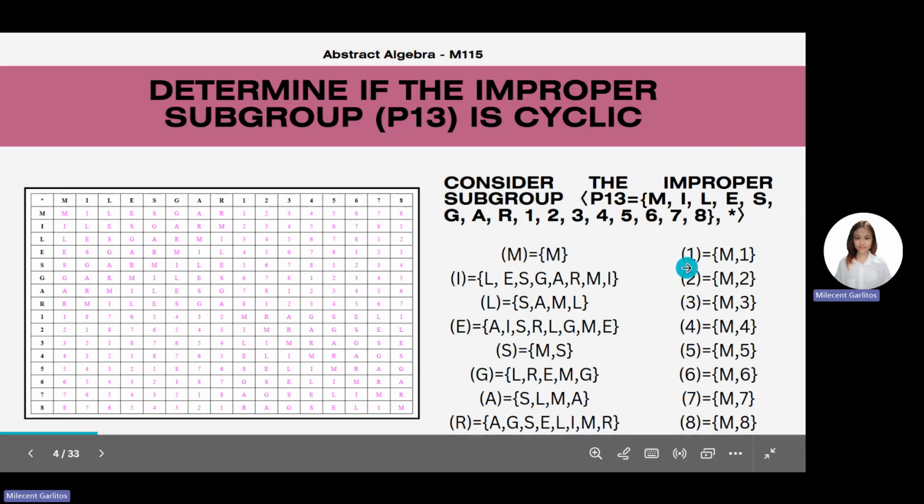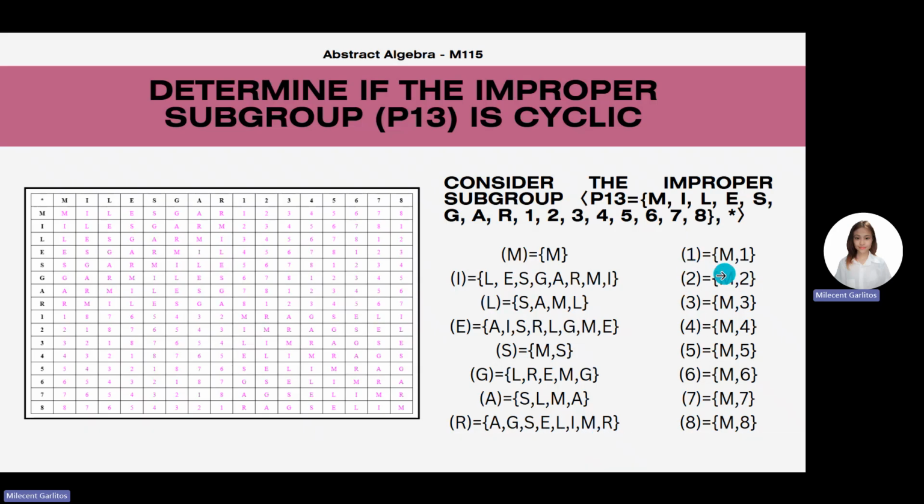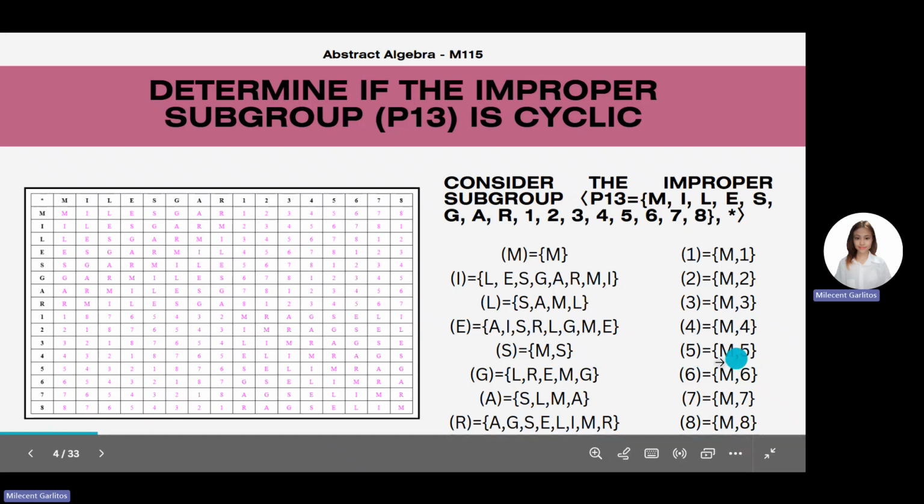For the element 1, we generated M and 1. Element 2, we generated M and 2. Element 3, we generated M and 3. Element 4, M and 4. Element 5, M and 5. Element 6, M and 6. Element 7, M and 7. And lastly, element 8, we generated M and 8.